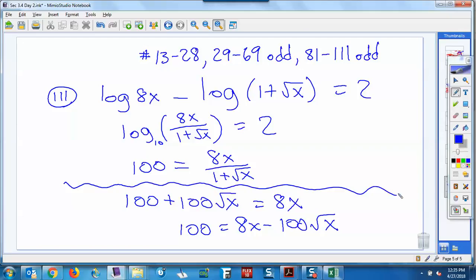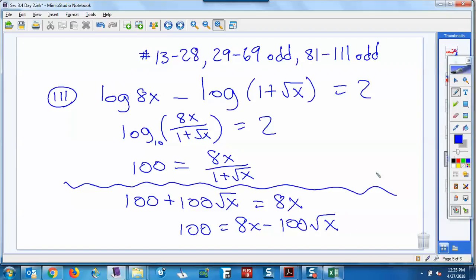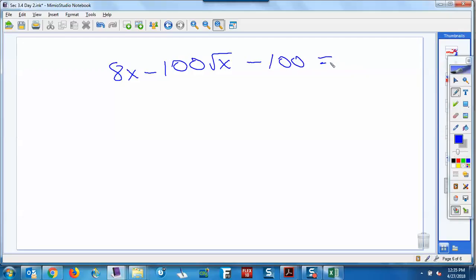Doesn't mean they will necessarily be on the test. So everything with log properties is down to here. Now we get into algebra, okay? If you look at this, let me go to the next page here. So this would be 8x minus 100 square root of x minus 100. So if you see what I had here, I'm going to move this 100 over to this side, and then equals 0. Well, that is actually a quadratic in disguise. Okay?